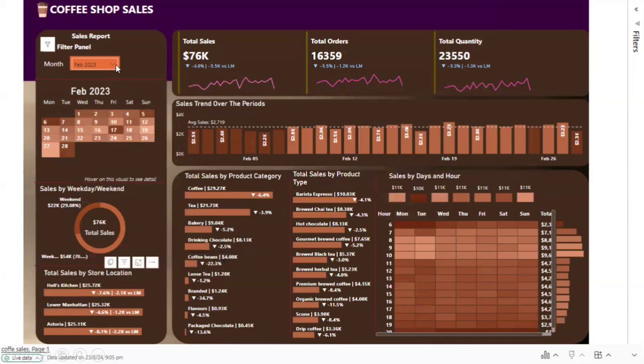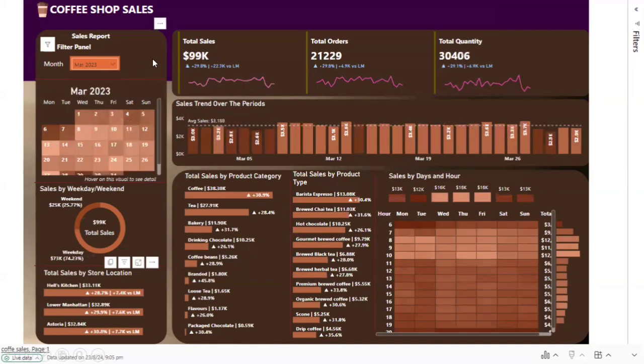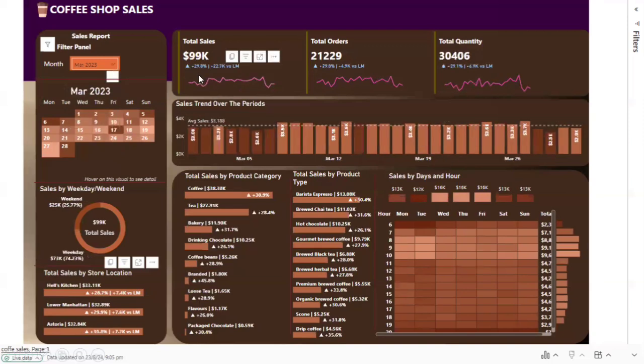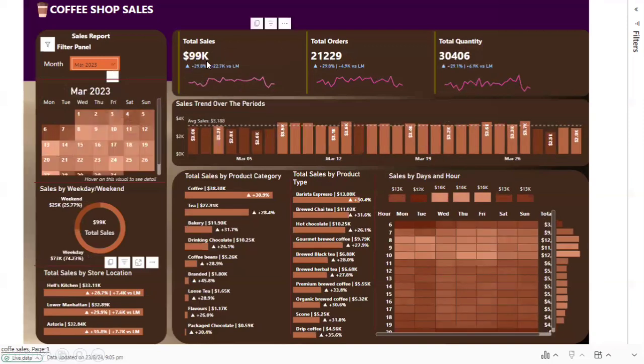Okay, if you go to March, you can see the March number is very satisfying. Here it was a total of 76K, but in March we got a total of 99K, nearly 100,000. To be specific, we got 99K, increasing 29.8% compared to last month. It is nearly a 30% increase in sales, and that is very good.